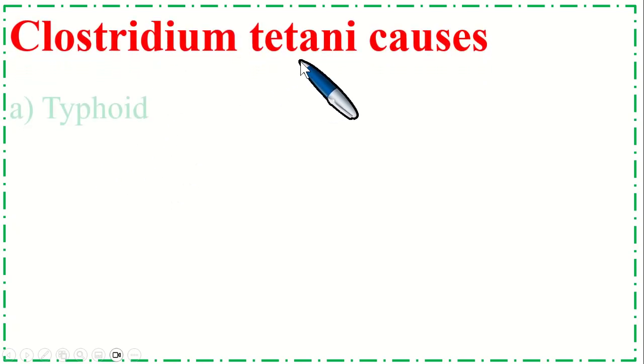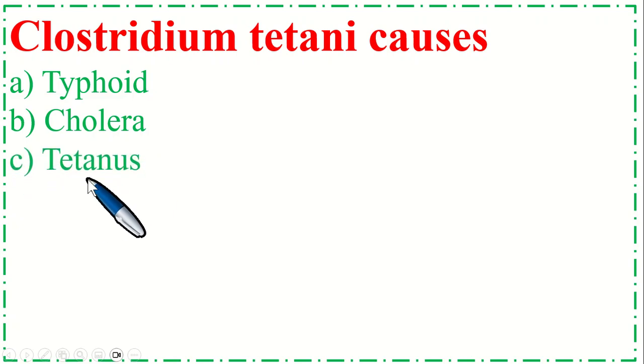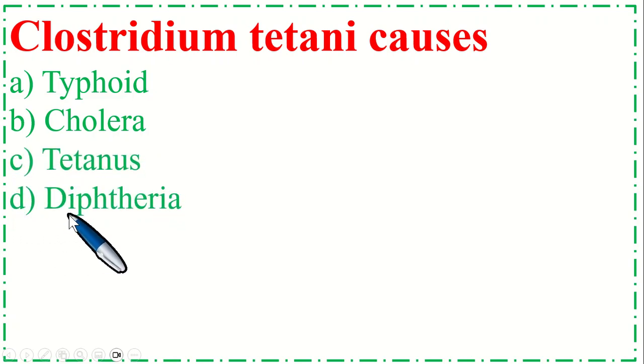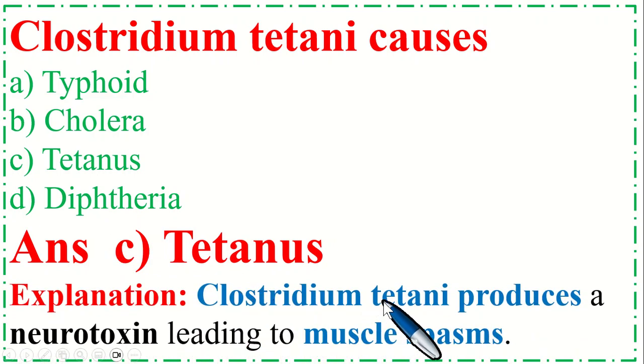Clostridium tetani causes option A typhoid, B cholera, C tetanus, and option D diphtheria. So the correct option is C, tetanus. Clostridium tetani produces a neurotoxin leading to muscle spasm.